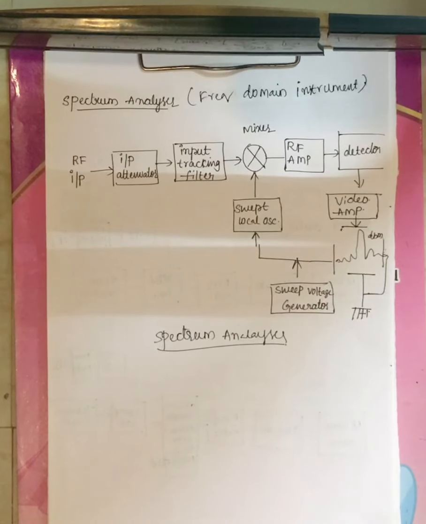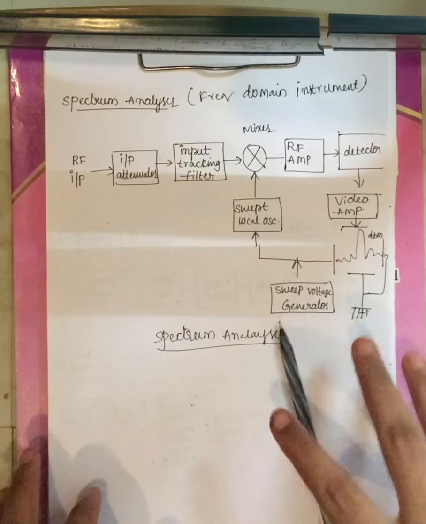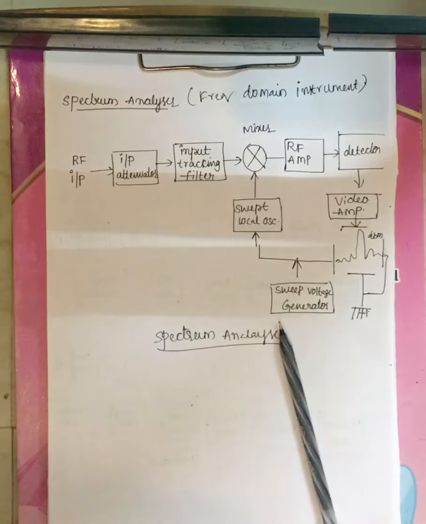The difference between the network analyzer and the spectrum analyzer is that the network analyzer is used to measure the amplitude and phase of a microwave signal at a wide range of frequencies, whereas the spectrum analyzer is used to measure the frequency spectrum of the microwave signal. That's why it is called a frequency domain instrument.